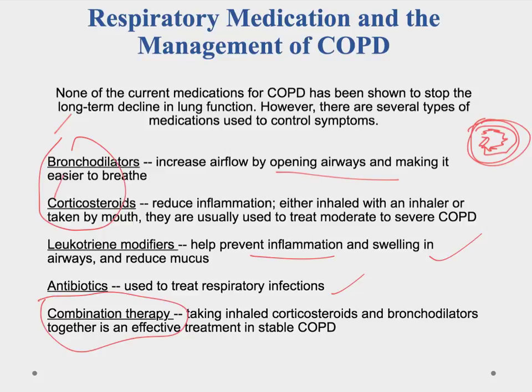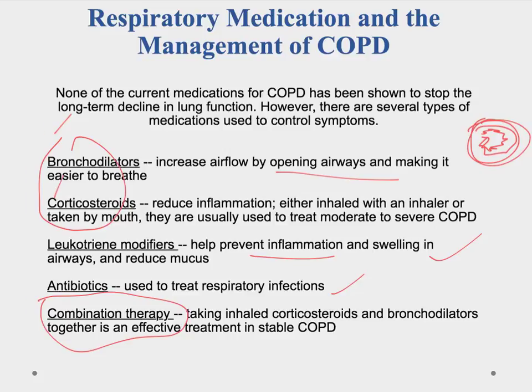The important thing to understand, again, like I said when I was talking about the inhalers with asthma, is that a patient has to be able to use an inhaler properly, and they have to be educated on how to use it so that it's effective. Another thing about the inhaled steroids.